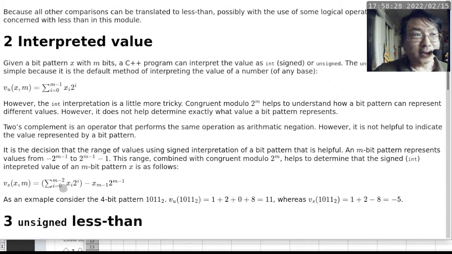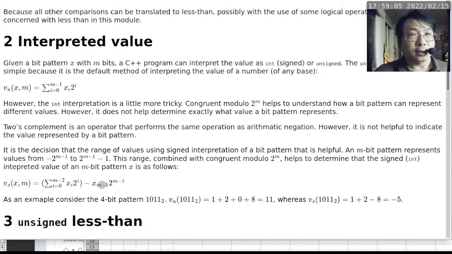with this one, it is a little bit different, right? You can see how i is going from 0, but not to M minus 1 anymore. It's only going up to M minus 2. So what about bit M minus 1? It is now extra. It is external. It's outside of the sigma notation. And instead of adding x subscript M minus 1 times 2 to the power of M minus 1 to the rest, I'm subtracting it from the rest. And that turns out to be the easiest way to interpret the value of a signed bit pattern.